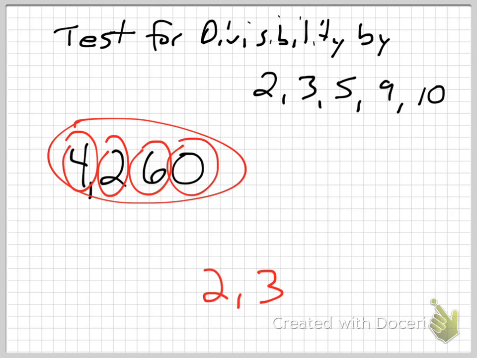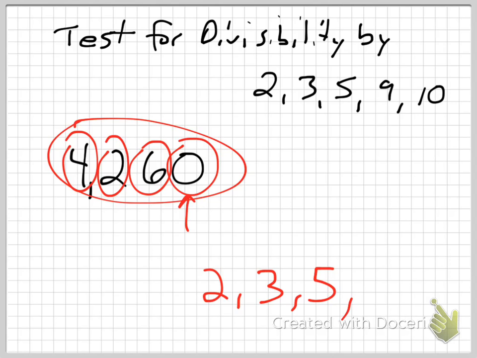Is the number divisible by 5? Yes. How do you know? The last digit is a 0. That means that it is. Is the whole big number divisible by 9? No. How do you know? When you add them all up, we came up with 12. Is 12 divisible by 9? No, it's not. So 9's not one of them.